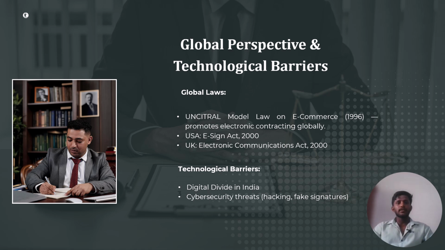Second one is cyber security threats. E-contracts face serious cyber security risks. Some major threats include hacking: attackers can steal or change electronic contracts by breaking into systems. Fake signatures: cyber criminals can forge digital signatures to cheat people or companies. Data breaches: personal and business information shared in e-contracts can be leaked or stolen. These threats make people afraid to fully trust e-contracts, especially when sensitive information or large amounts of money are involved.